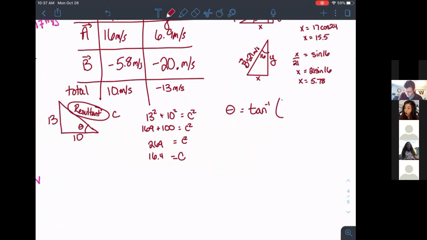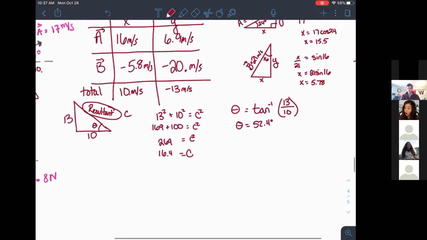13/10. 13/10. And what do I get for my angle if I do the inverse tangent of 13/10? 52.4. 52.4 degrees. All right.